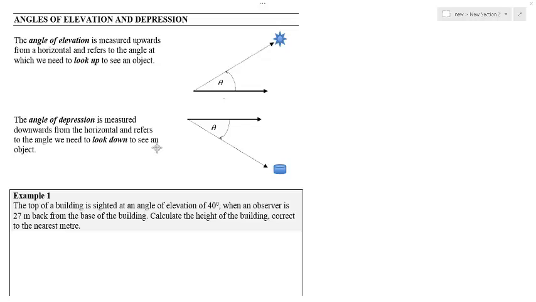In this lesson, I'm going to work through two examples of angle of elevation questions. I'll work through the angle of depression questions in the next video. So before we begin, we should define what angle of elevation and angle of depression are.